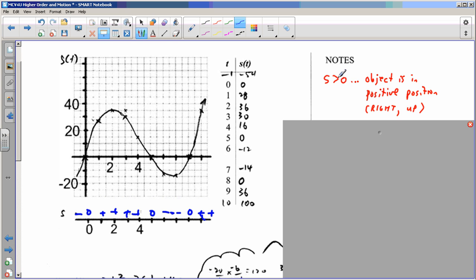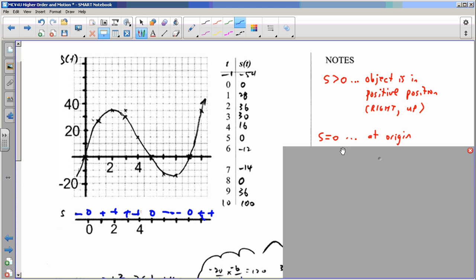So if S is greater than 0, the object is in a positive position. Usually we think of positive as right or up. If it's 0, we're at the origin. So this idea of it started at the origin and then maybe the particle went to the right for a few seconds, and then a few seconds later, back at, what is that, 5 seconds. So at 0 seconds it was there, then at 2 seconds it was there, and then again at 5 seconds it was back where it started. Then it went a little bit more to the left, and then it turned around again. And this sort of thing, we'll see an example of that soon.